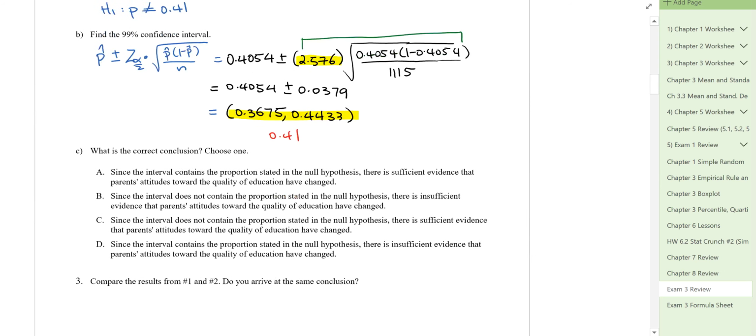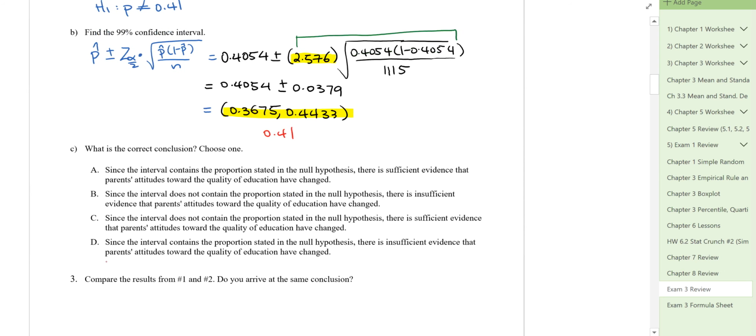So let's see which one of them actually says that, right? You can see that D says, since the interval contains the proportion stated in the null hypothesis, right? The proportion stated in the null is 0.41. There is insufficient evidence that the parents' attitude toward quality education has changed, right? So D should be the correct solution because it contains the null.